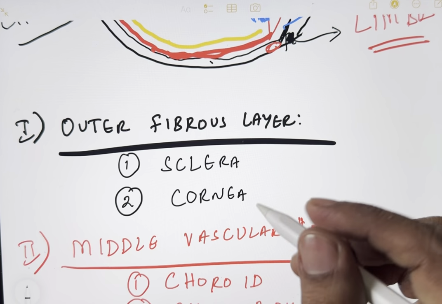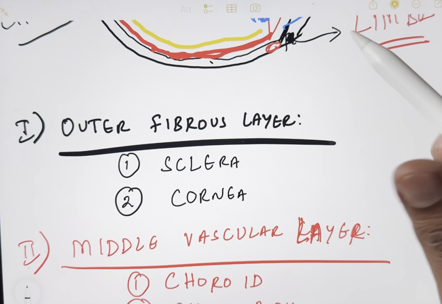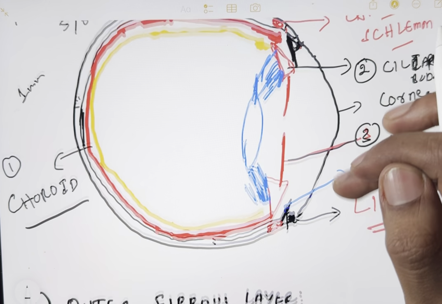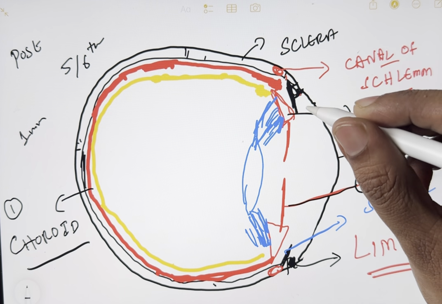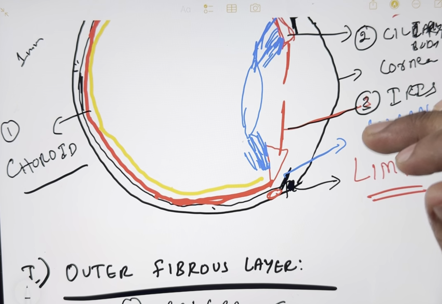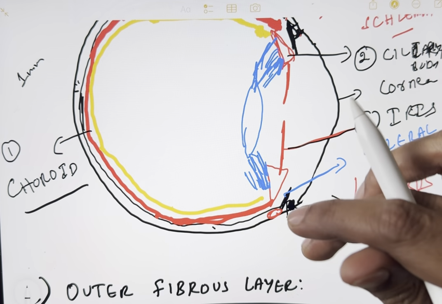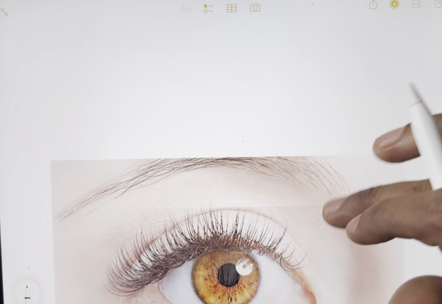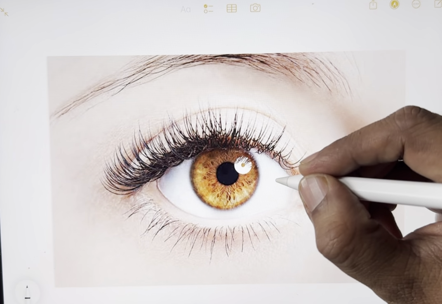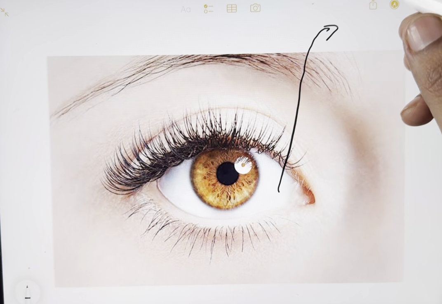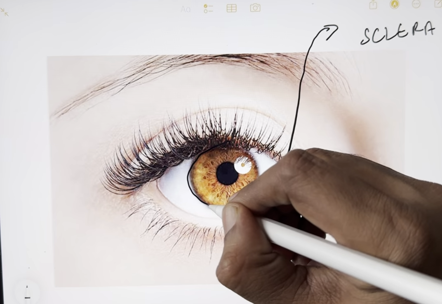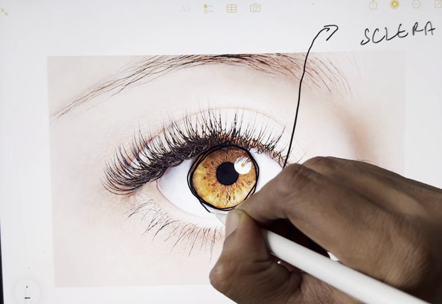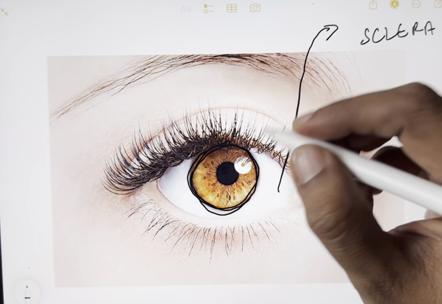Now after knowing the dimensions, let us see some extra points about the various layers of the eyeball. This outer fibrous layer, as I said, is made up of sclera and cornea. Cornea, which consists of one-sixth part, is an avascular structure, and sclera is a tough fibrous coat. Let me show you some diagram. This white color structure is the sclera, and this part which is avascular and transparent is the cornea.